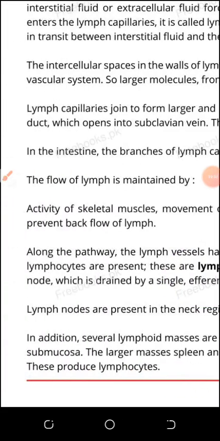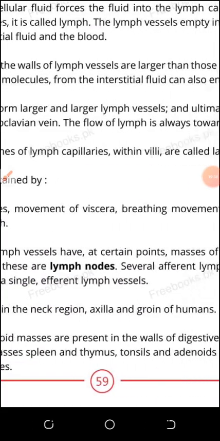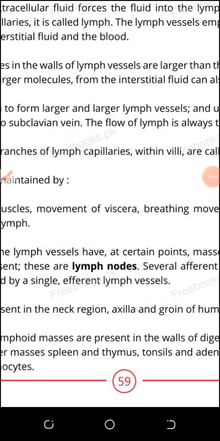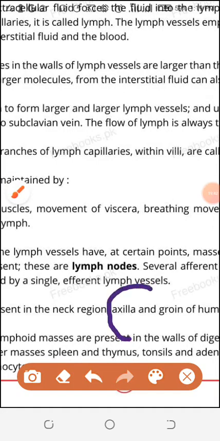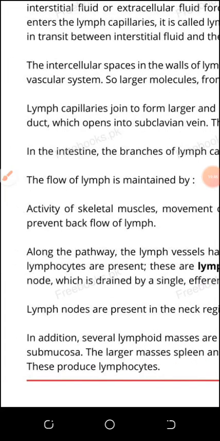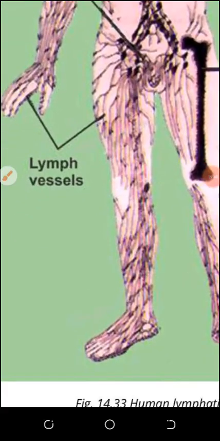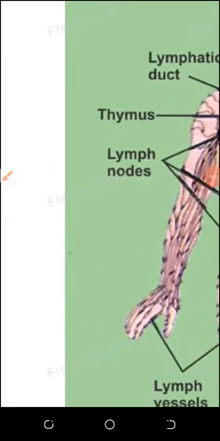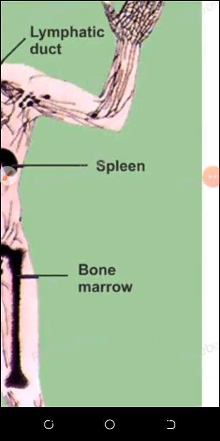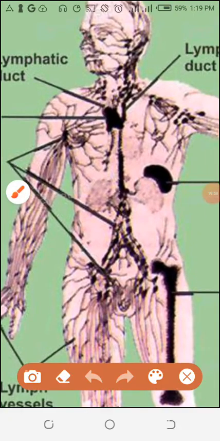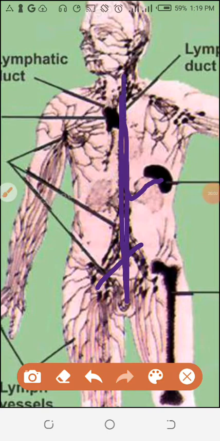Second, there are several masses present in our body, like the axilla, groin, and thymus gland. The spleen is also present. Don't worry about these masses. Just understand one thing: there are some masses in our body, and the secretions of these masses are transported by these lymphatic vessels. You got this point in this way.